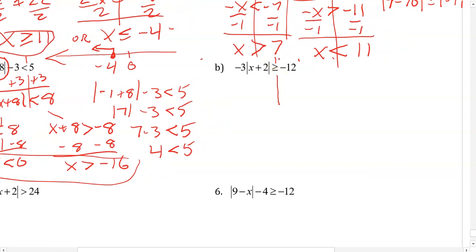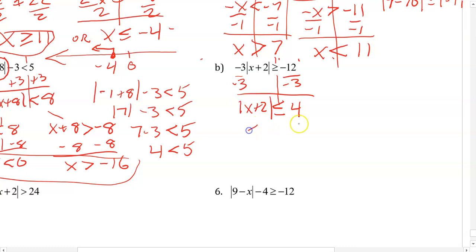So if you paused your video and worked through that, you'd see that the thing that we have outside of our absolute value is a multiplier, a coefficient, negative 3. Well, negative 3 is being multiplied by the absolute value, so to get rid of it, we have to divide. I'm dividing by a negative number. When I do that, my inequality flips. So on the right, negative 12 divided by negative 3. A negative divided by a negative is a positive. 12 divided by 3 is 4. I flipped my sign, and now I have absolute value x plus 2 less than or equal to 4.